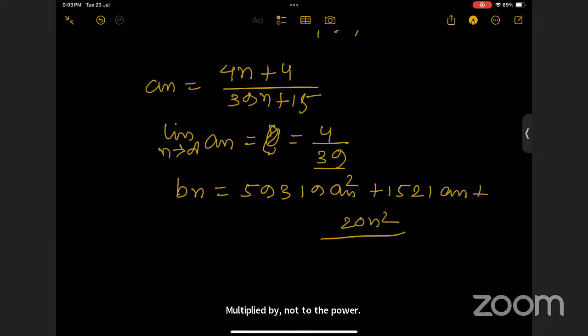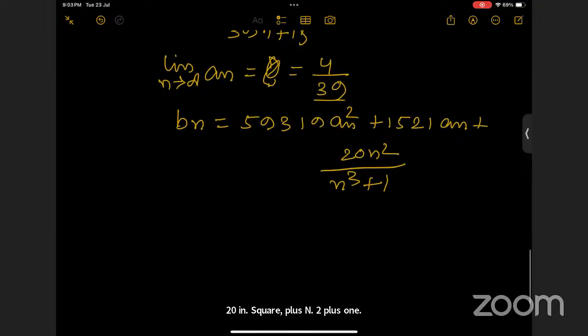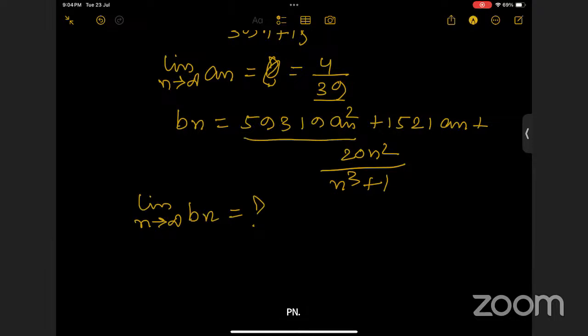(20n square plus n cube plus 1). So find the limiting value of this sequence. What will be the limit as n tends to infinity of Bn? We just have to do the calculation, right? Nothing else.